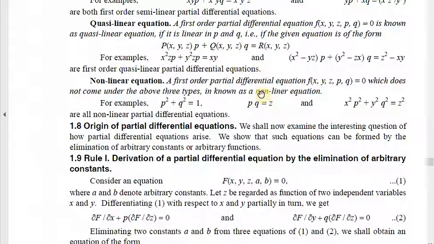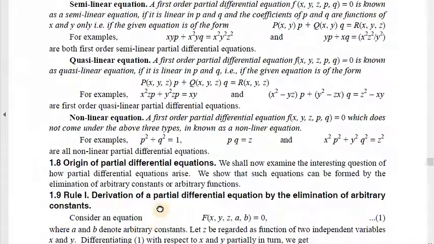And non-linear means a partial differential equation which does not come under the above types. If it is not linear, not quasi-linear, not semi-linear, we call it a non-linear partial differential equation. So this is the beginning of partial differential equations.